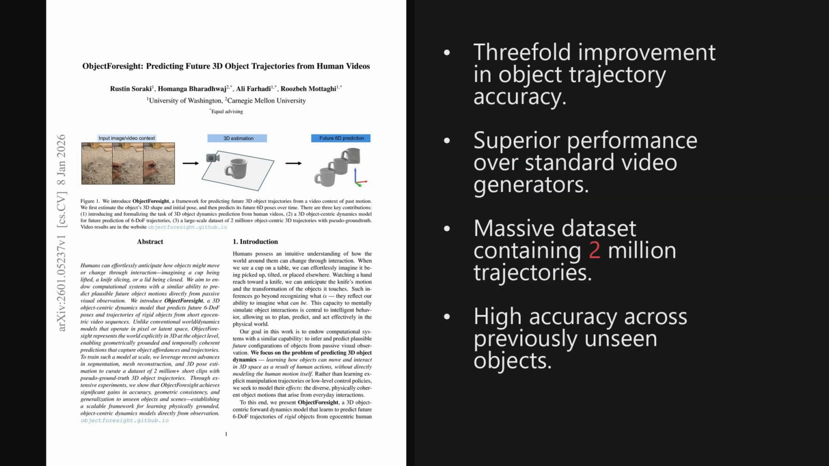I'm Alex. Today we're looking at a paper trending on X, published on January 8, 2026, just 2 days ago. It introduces a scalable framework and a massive dataset for predicting 3D object trajectories, achieving an average displacement error of just 0.019, which is a massive improvement over the 0.06 error rate of previous autoregressive baselines. The paper is titled ObjectForesight, Predicting Future 3D Object Trajectories from Human Videos.